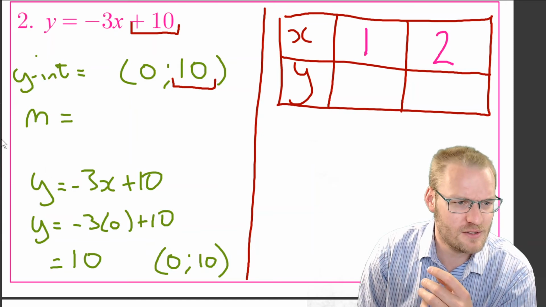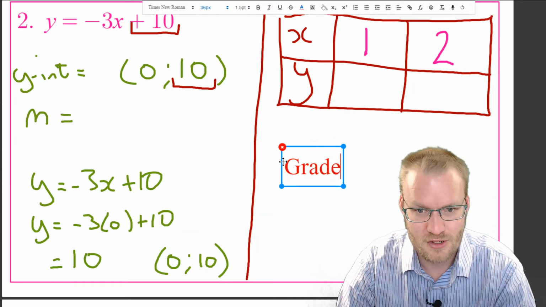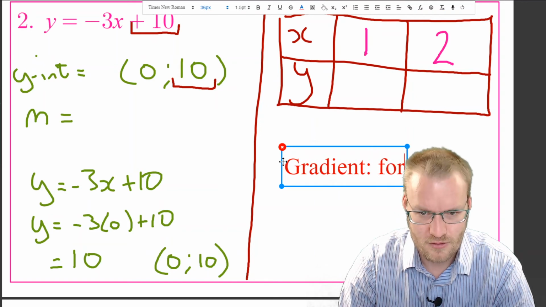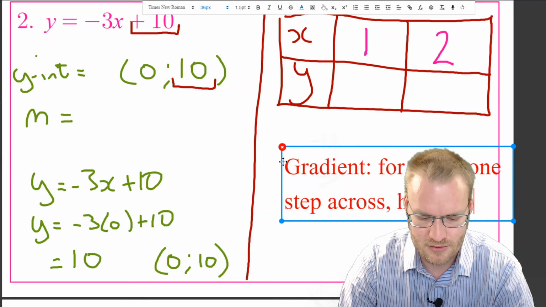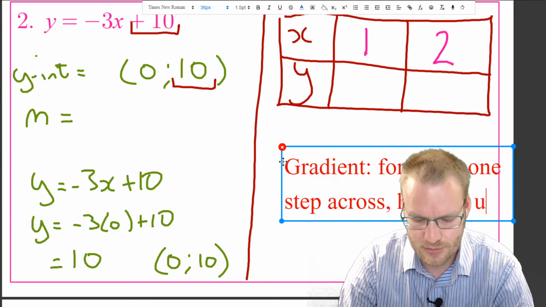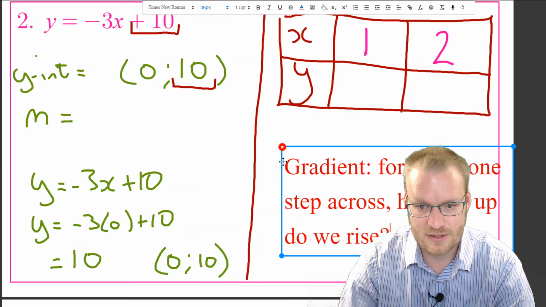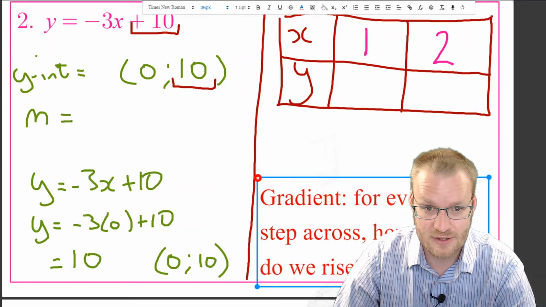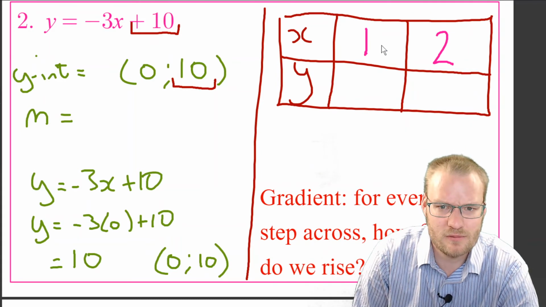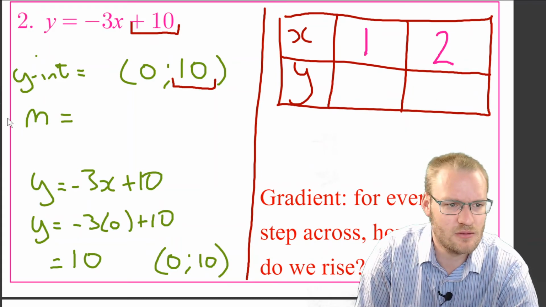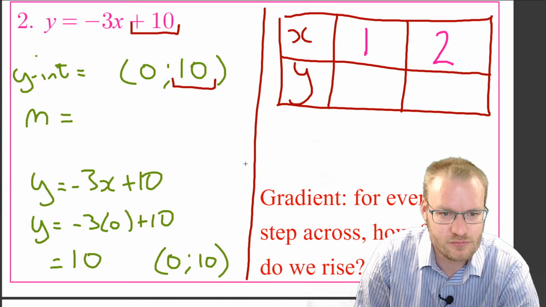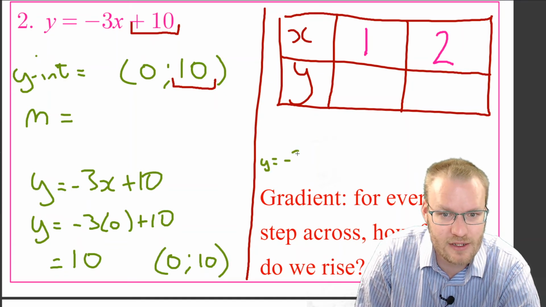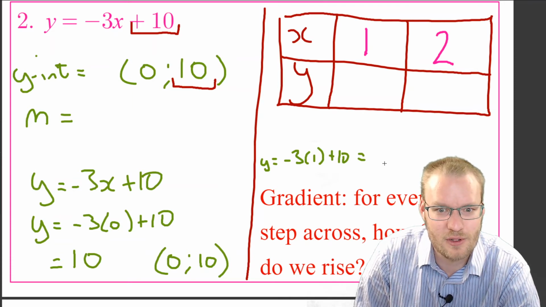That's our gradient. In fact, I think that's so important, let's just reinforce this. Gradient: for every one step across, how far up do we rise? Okay, so we got that. Well, we're just going to have to see what the difference between these two outputs is. Cool, let's do our first one. If we input 1, y equals minus 3 times 1 plus 10 equals, what does it equal?